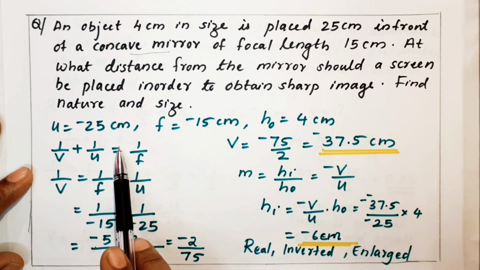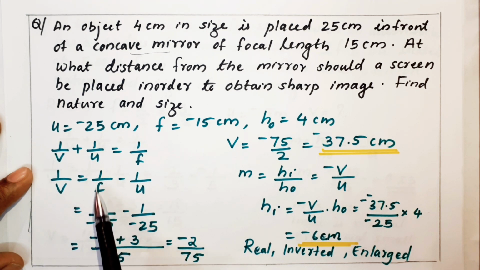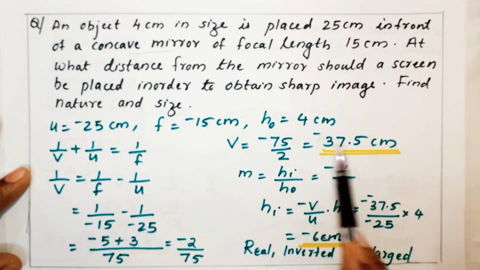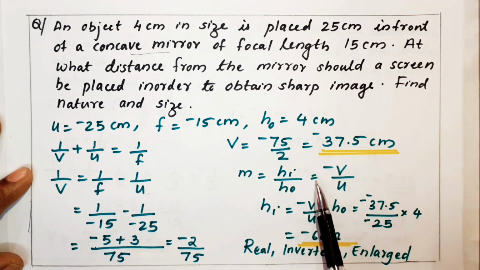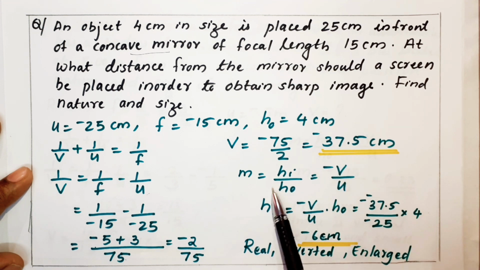1 by V plus 1 by U equals 1 by F. 1 by V equals 1 by F minus 1 by U. I substituted the values: 1 by minus 15 minus 1 by minus 25. Getting added, minus 5 by 75 minus 3 by 75, that is minus 2 by 75. That means V equals minus 75 by 2, that is minus 37.5 centimeter. If you want magnification, HI by HO is also equivalent to minus V by U. HI you don't know, V by U, HO, cross multiply. I get the answer as minus 6 centimeter.